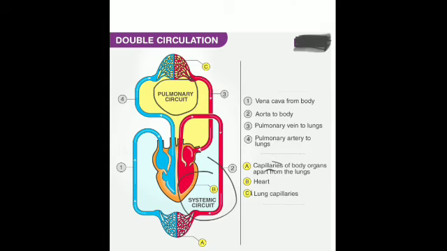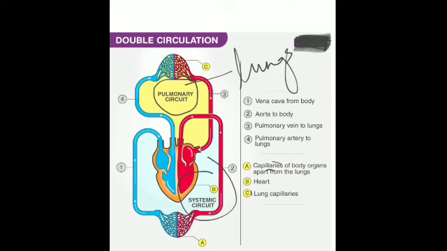Now what is pulmonary circulation? It is the circulation of blood between the heart and the lungs. Pulmonary means concerned with the lungs. Is that clear? So this circulation is between the heart and the lungs. Blood flows from the right ventricle to the lungs. I have told you just now. It gets oxygenated and returns to the left atrium by the pulmonary vein. Is it clear?